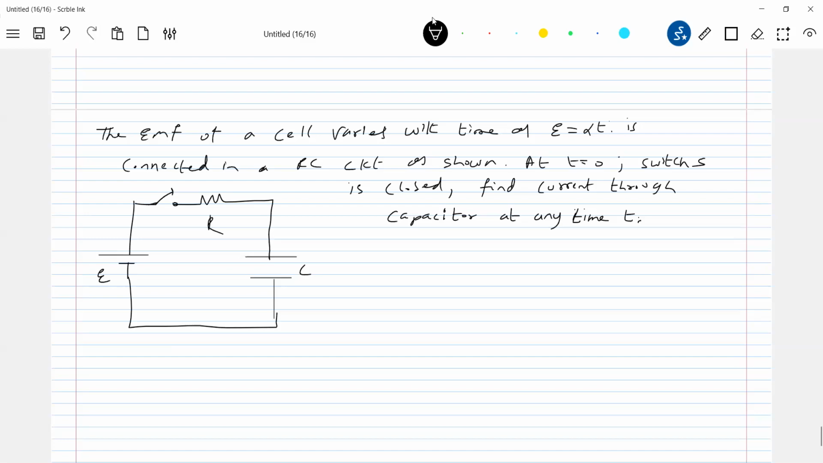We can't find two capacitors, very difficult. With one capacitor we can manage. Many unknown things will come. We have to solve differential equations, everything. Initial only.